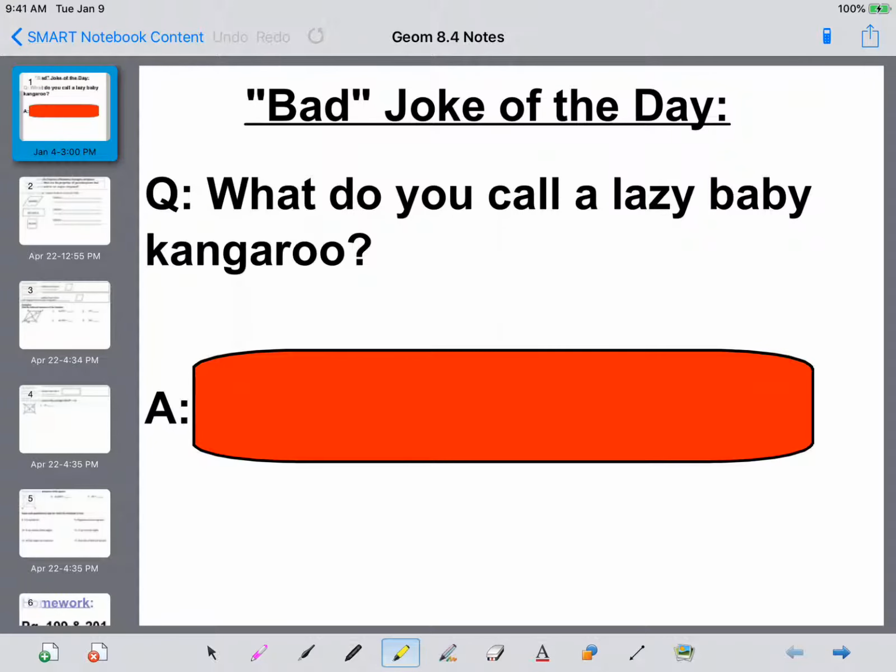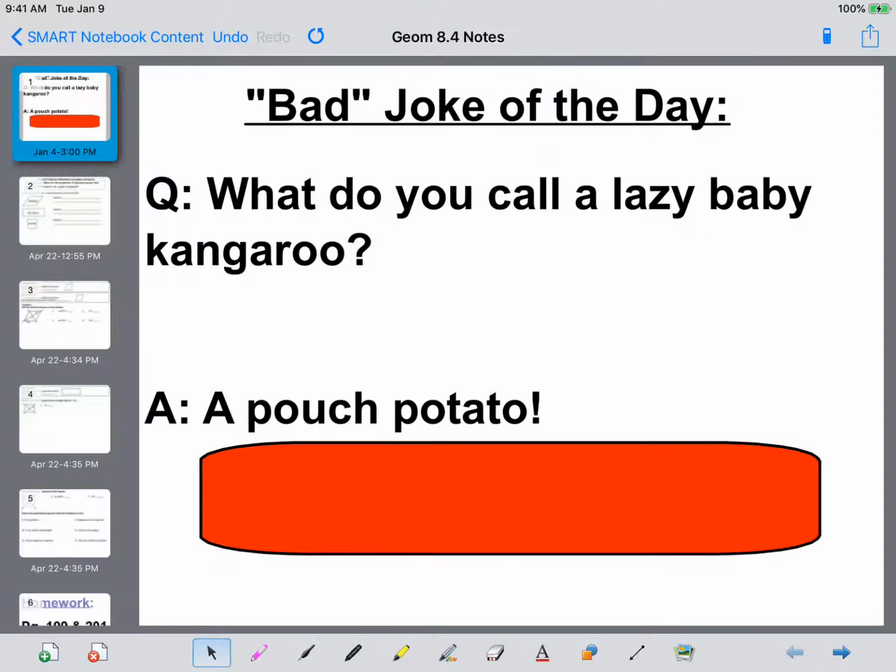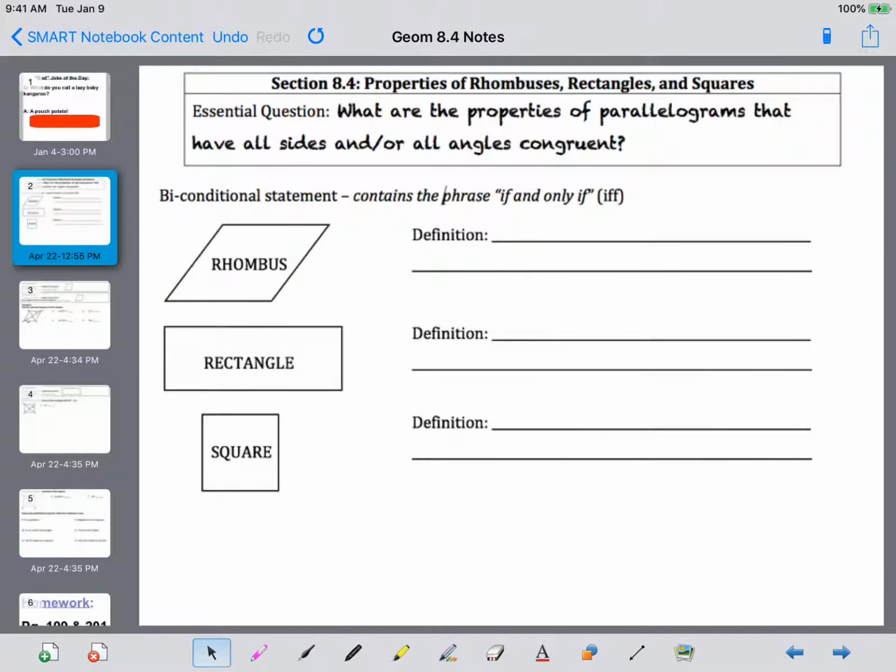Before we jump into that, here's your bad joke of the day. What do you call a lazy baby kangaroo? A pouch potato.